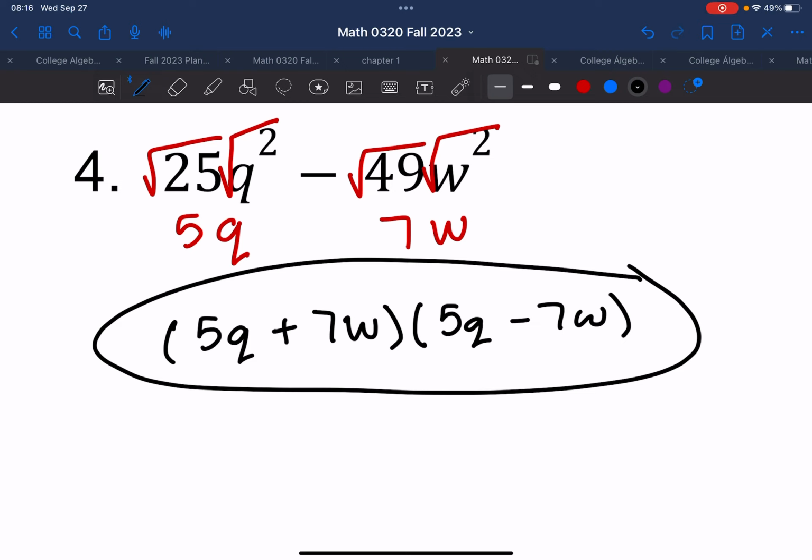And again, the reason for that is when we check our work and we FOIL this, those inside terms have to cancel out. Because if you notice, in all the problems we've done so far, there is not a middle term in our original problem. So we know our factors have to have one plus, one minus in order to cancel out those middle terms. Any questions so far?